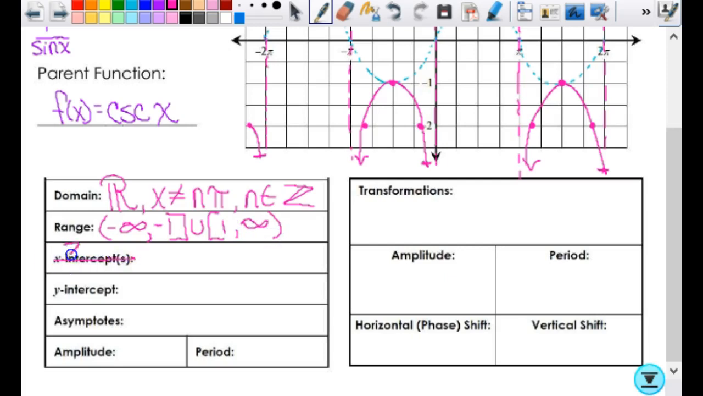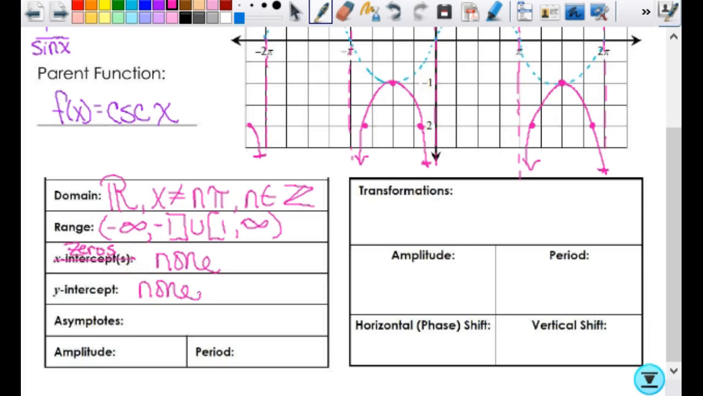X-intercepts, which we will change to zeros. Whether it's zeros or x-intercepts, it doesn't really matter because there aren't any, so it's none. Y-intercepts, none of those either.